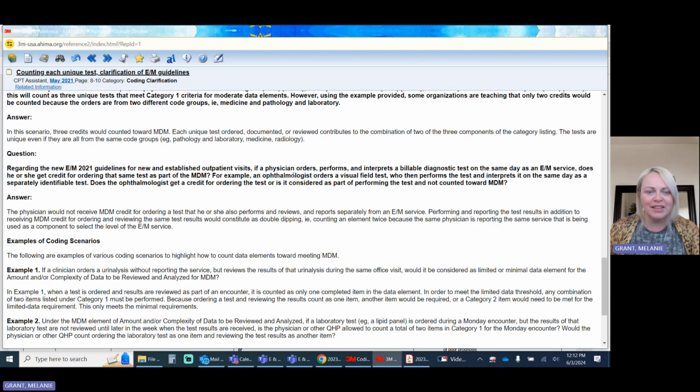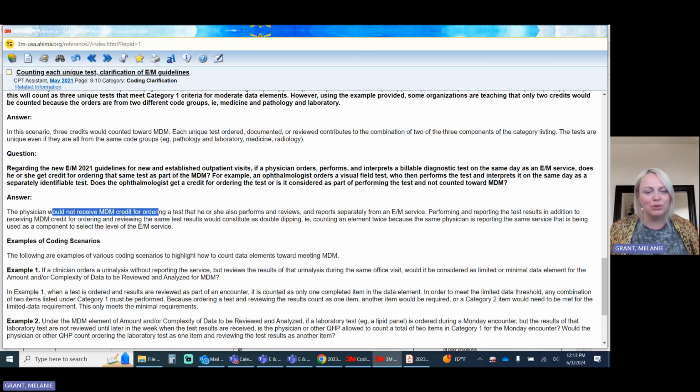The next one that is of confusion, and this one's one that we went over, is if a physician orders, performs, and interprets a billable diagnostic test on the same day, do they get credit? And we mentioned this earlier. If it's billable on the same day, the decision to order it and review it is part of that billable service. So they will not receive credit in the medical decision making for that.